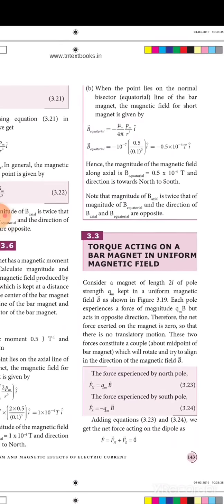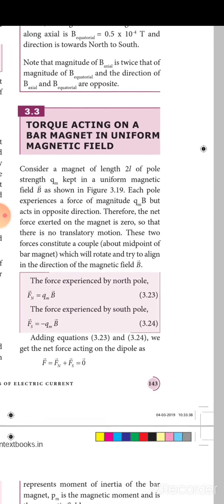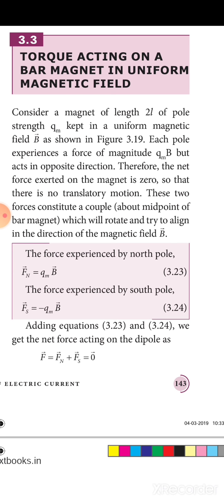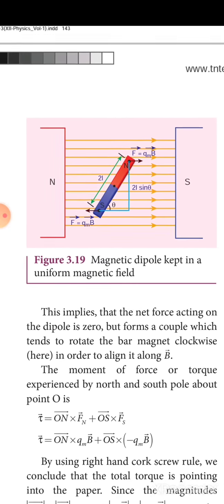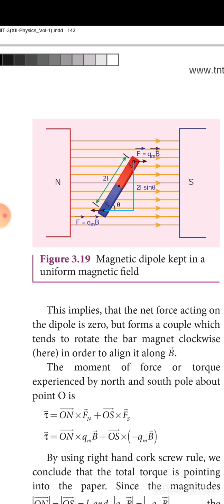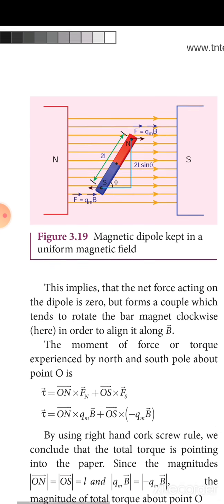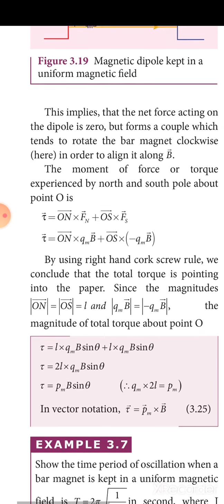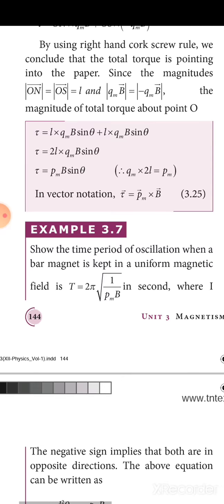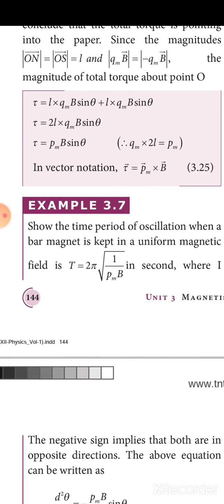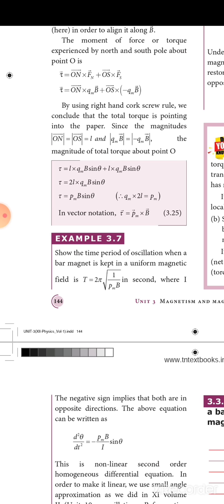Three more important questions may be asked frequently, and also five more questions. Torque acting on a bar magnet in a uniform magnetic field. The same process: draw the diagram neatly. There are two forces acting, one along the north direction and one along the south direction, on the north pole and south pole. Adding these two, we get the torque: tau equals PMB sine theta. And Example 3.7 is an important calculation-oriented question that may be asked.